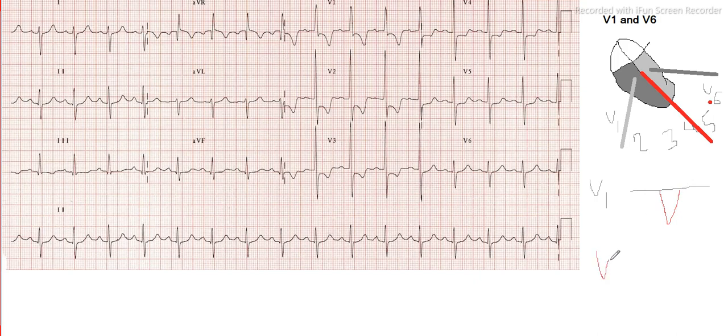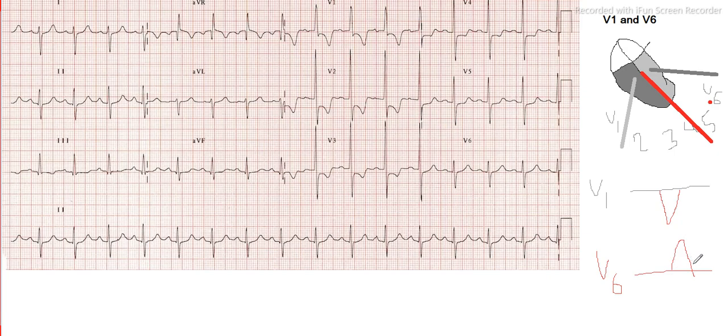However, in case of V6, when I draw the isoelectric line, since the resultant vector is facing towards V6, it will be positive. So the maximum QRS complex will be a positive deflection, isn't it? This is the basic funda. Normally in V1 you will have a negative deflection, and in V6 the QRS complex will have a positive deflection.